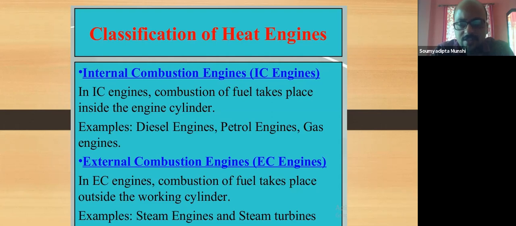The efficiency of the external combustion engine is very low compared to the internal combustion engine, approximately 15 to 20%. But in case of the internal combustion engine, the efficiency is about 35 to 40%.